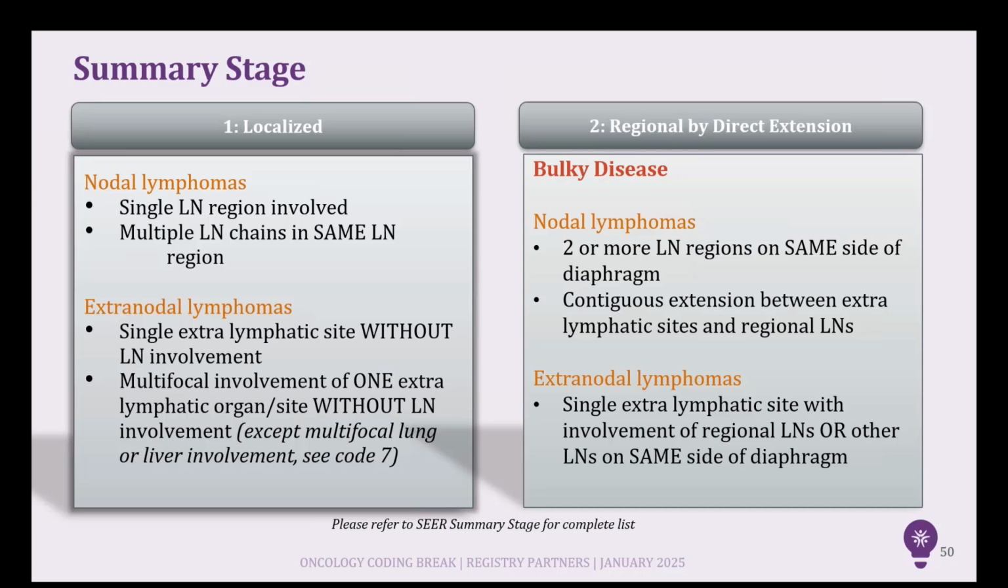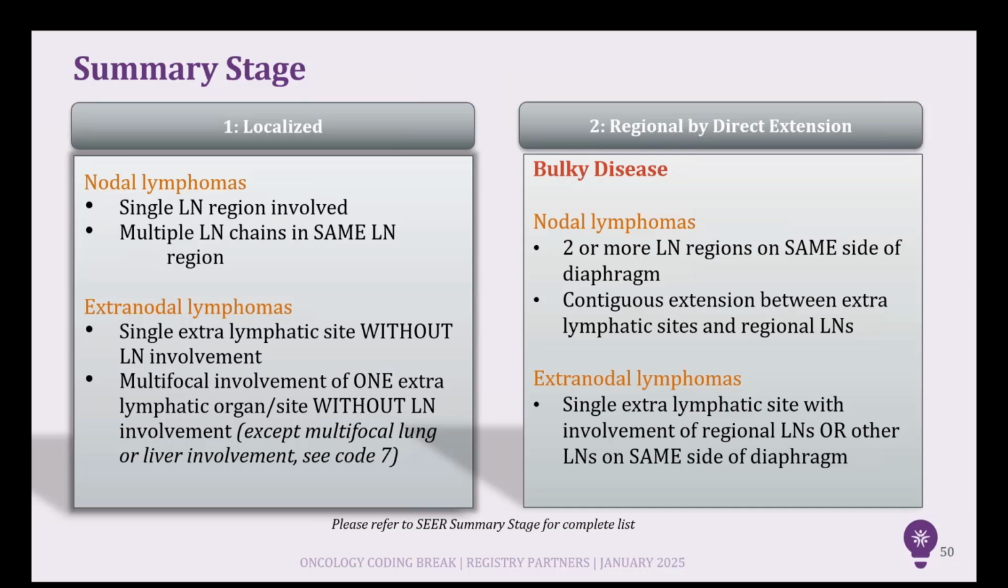Localized nodal lymphomas include those where only a single lymph node region is involved. So this includes multiple chains within the same region. And again, remember to use Appendix C as a great resource for determining which lymph node region a certain chain belongs to. Localized extranodal lymphomas include a single extralymphatic site.